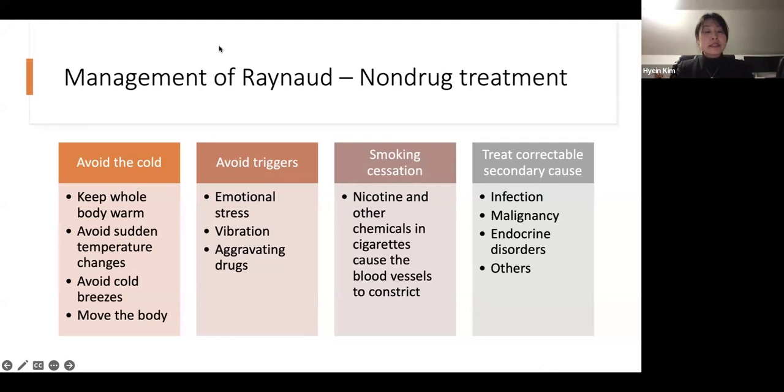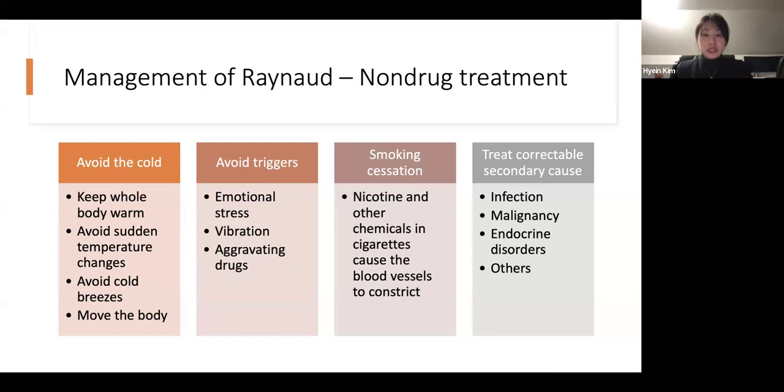Avoiding sudden temperature changes is also important. Sometimes you don't have to be in a very cold environment; a temperature drop alone causes our core body to send a signal to the periphery and start clamping down. Moving the body and exercising are also very important for keeping your vessels healthy. Avoid the triggers. As I said, sometimes patients have Raynaud secondary to emotional stress, vibration, and some aggravating medications. If you can identify those triggers, avoiding them is important.